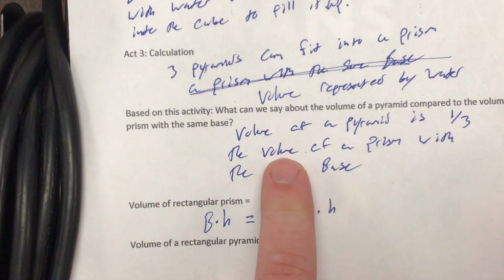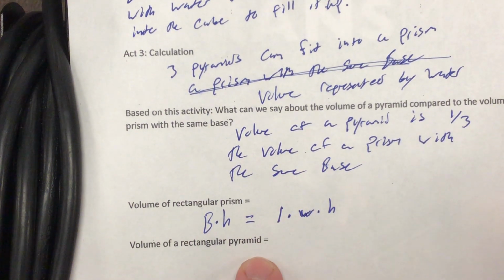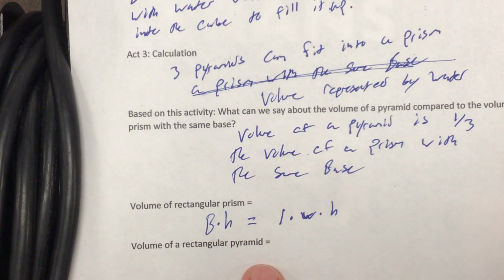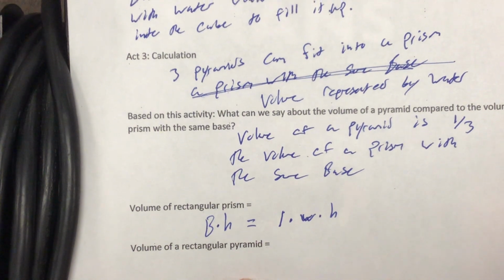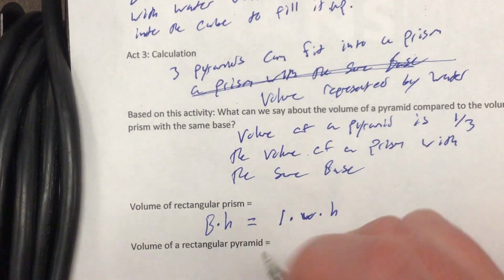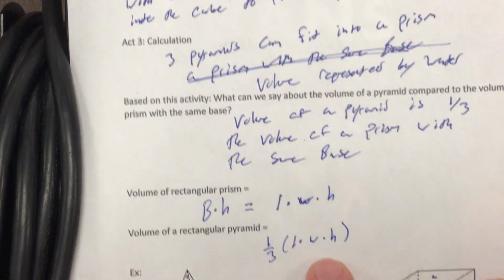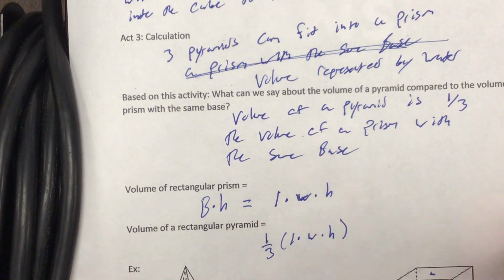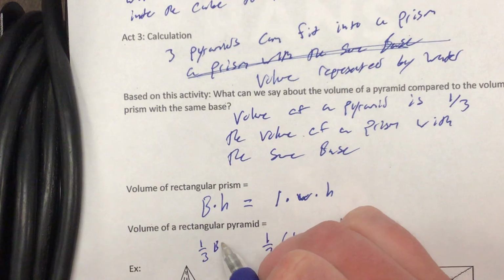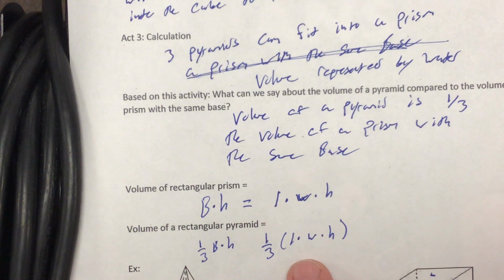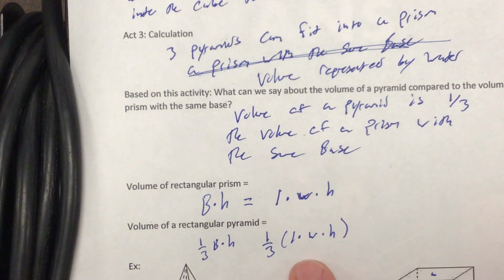All right, so if the volume of a pyramid is 1/3 of a prism, how would we find the volume of a rectangular pyramid? If the volume is 1/3, how would we figure that out? Not divided by, we'd multiply. So take everything times 1/3 to find the volume of a rectangular pyramid.